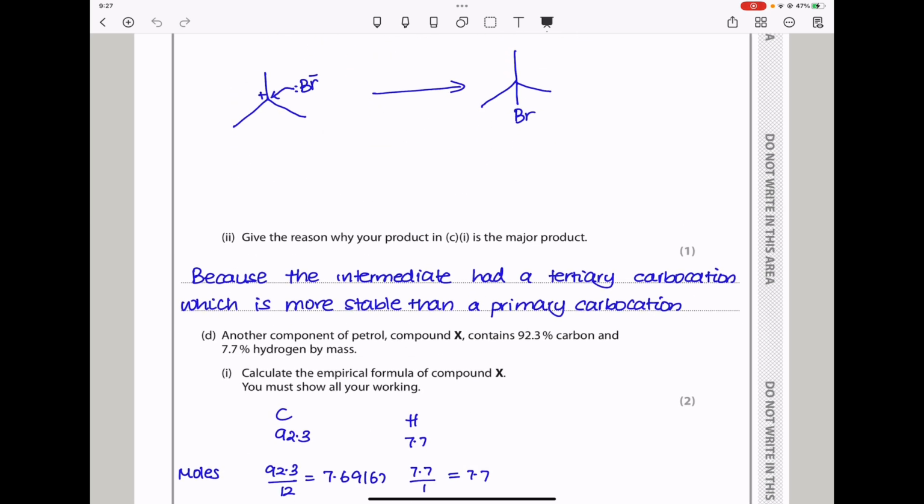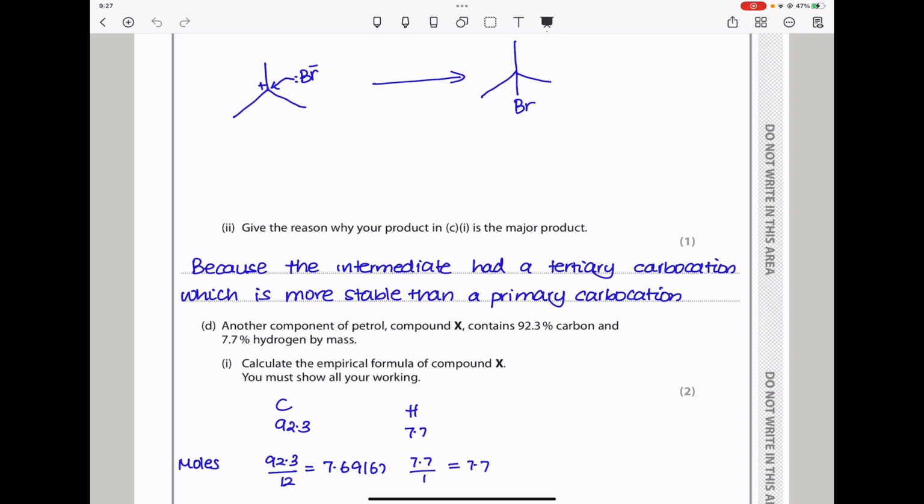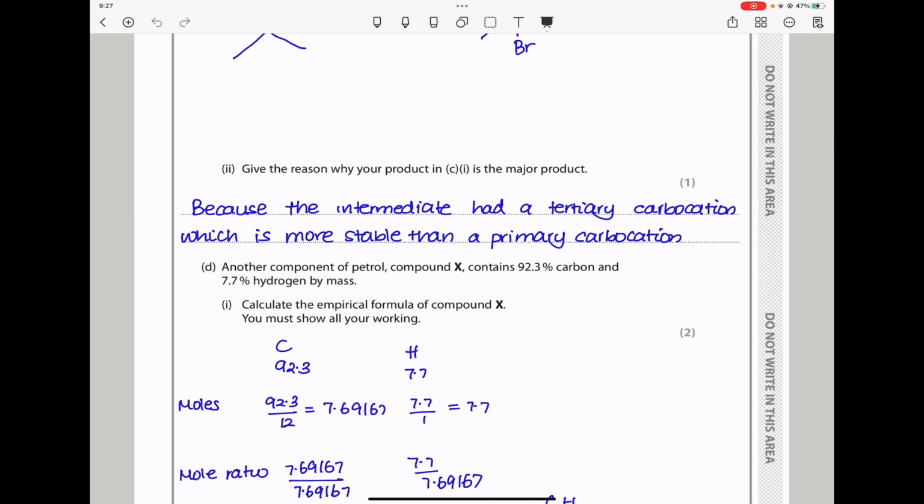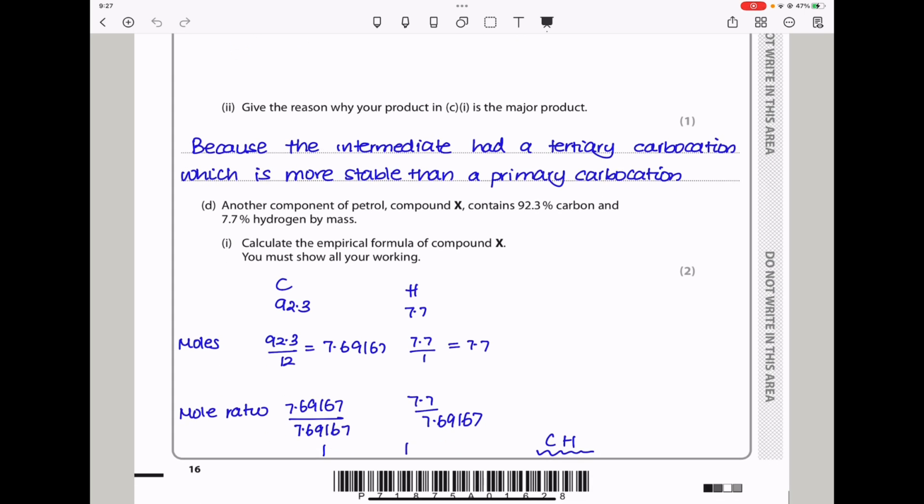In part D, another component of petrol, compound X, contains 92.3% carbon and 7.7% hydrogen by mass. They say, calculate the empirical formula of compound X. You must show all your working. So this is quite easy. I positioned the carbon and hydrogen and put their percentage by mass, which is that and that. Then to find the number of moles, I divided this by the atomic mass of carbon, which is 12, and I got that. To find the number of moles of hydrogen, I did the same, divide the percentage by mass with the atomic mass of hydrogen, which gave me that. Now to find the mole ratio, I divided that by that, and that by that, which is smaller. So I got the ratio 1:1, and the empirical formula should be CH.